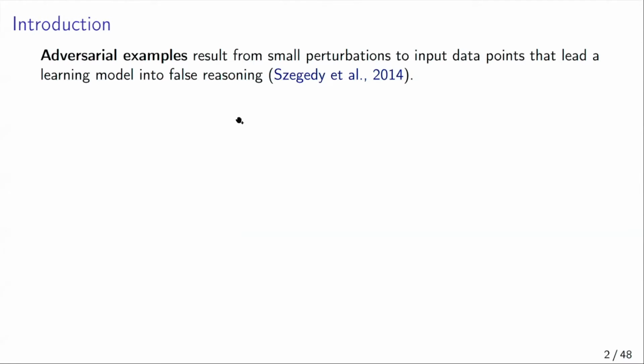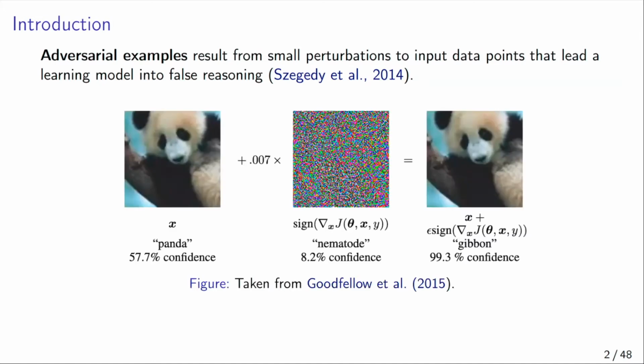So to give a bit of an intro, adversarial examples result from small perturbations to input data points that lead a learning model into false reasoning. I think some of you might have heard of what adversarial examples are. They were initially discovered in computer vision around 2014. And here's an example of how this would look in image classification.